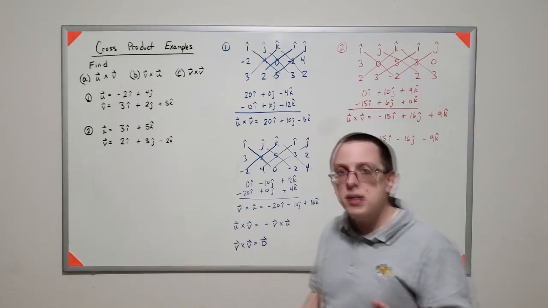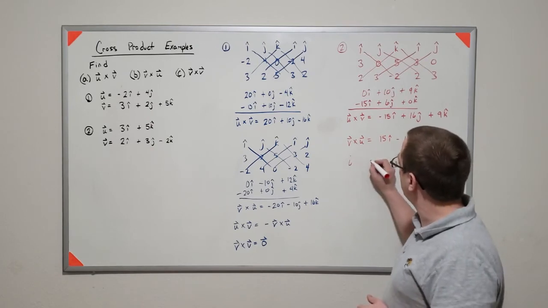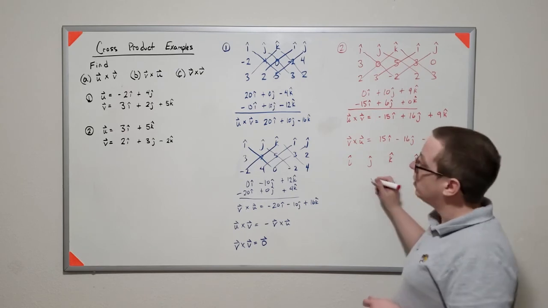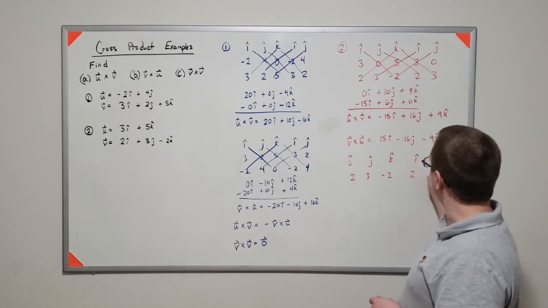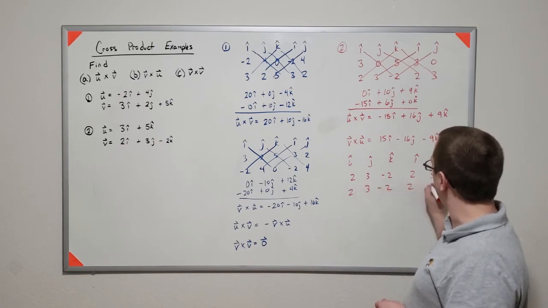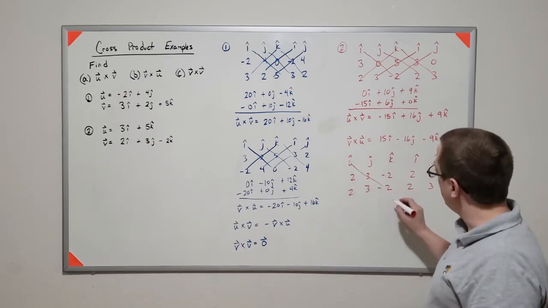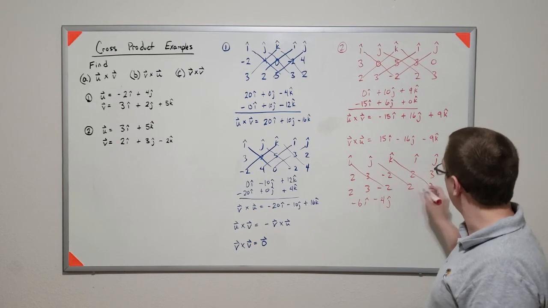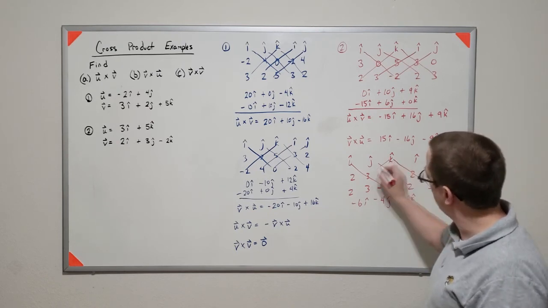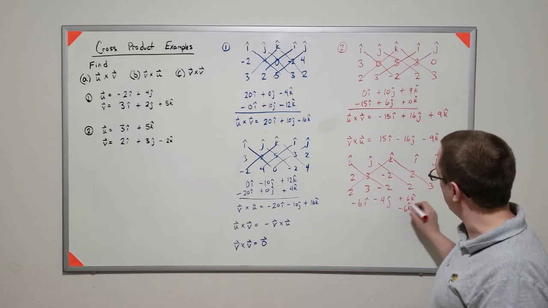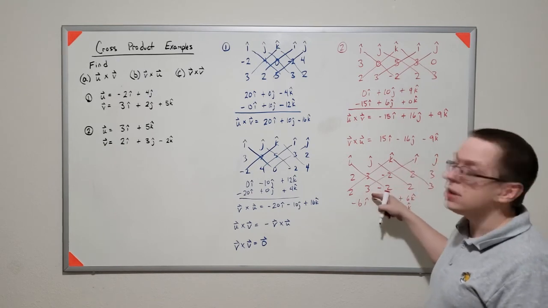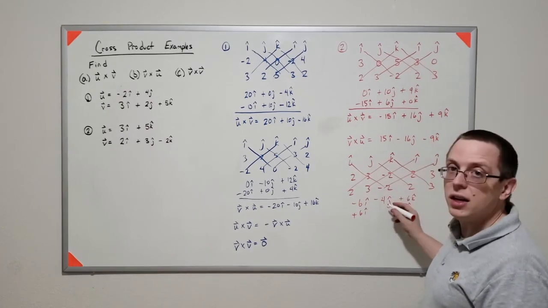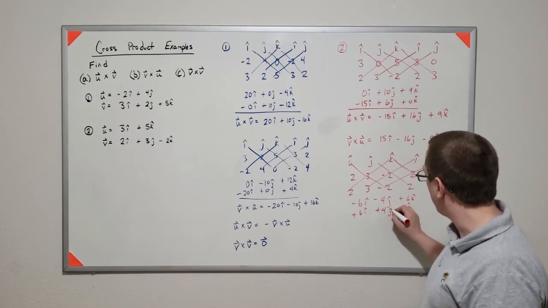Now I guess since we have space, let's go ahead and do v cross v. 2, 3, negative 2, 2, 3, 2, 3, negative 2, 2, 3. So coming down, we have negative 6i, negative 4j, plus 6k, minus 6k, minus a negative 6, so positive 6i, minus a negative 4, so positive 4j.